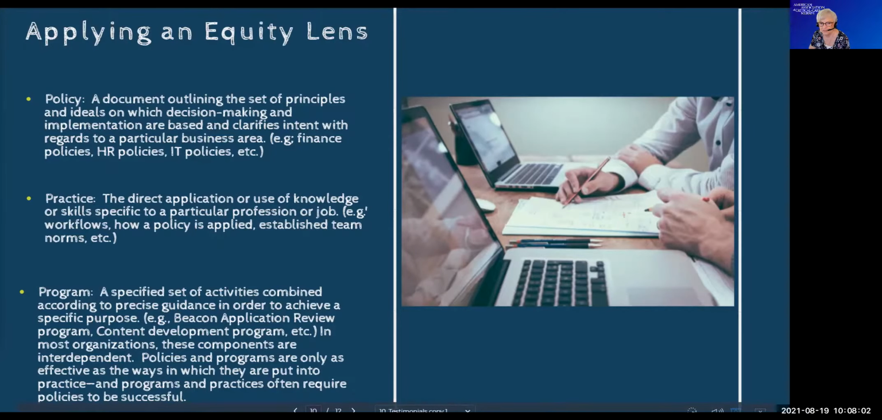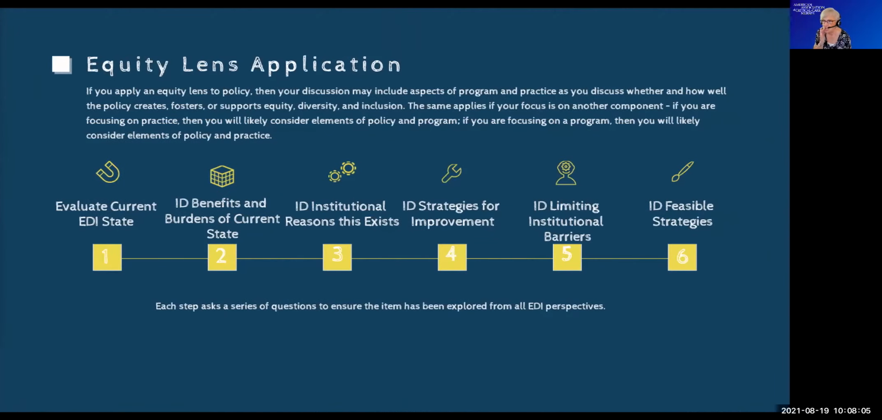So what does that process look like? If you apply an equity lens to policy, then your discussion may include many aspects of program and practices as you discuss whether and how well the policy creates, fosters, and supports equity, diversity, and inclusion. The same applies if your focus is on another component. If you're focusing on a practice, then you'll likely consider the elements of policy and program. If you're focusing on a program, then you'll likely consider elements of policy and practice. So all of these are sort of interrelated.